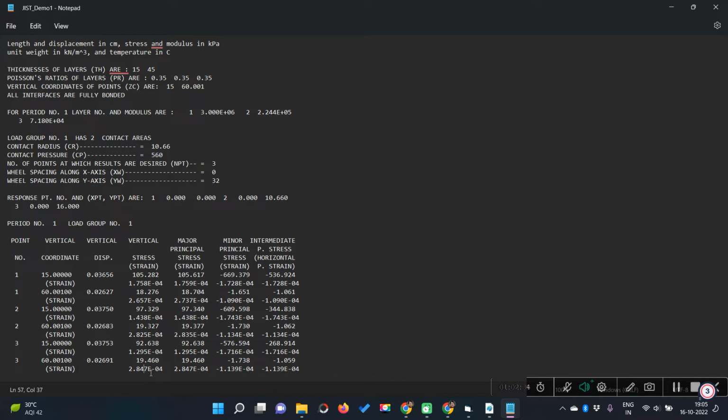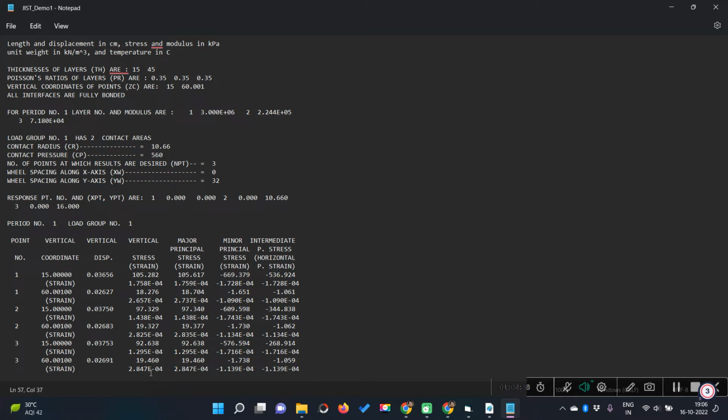Please write down the coordinates also. I think you will be able to write down the coordinates now. Third means in between the center of the two wheels, at 16 and 60. So at that point it is 284.7, so it is highest. Understood?